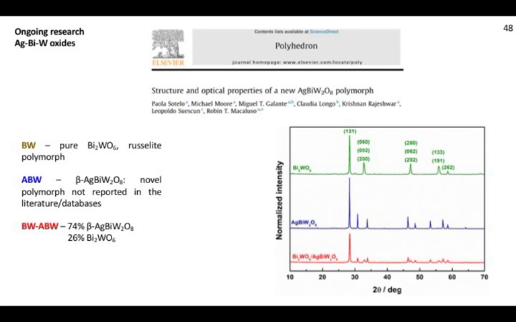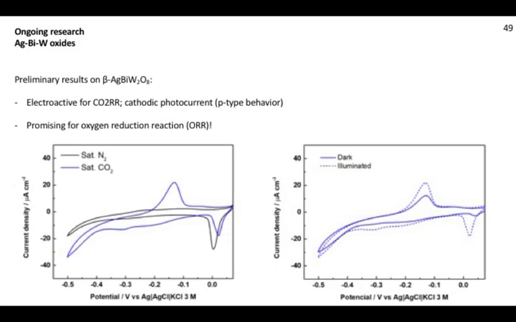We reported this novel structure in a paper this year, and now just to finish, because I'm almost out of time, just a preliminary result for CO2 reduction reaction using this novel phase. We can see in the cyclic voltammetry analysis that it is electroactive for CO2 reduction. If we compare the system with and without CO2, we can see some additional reduction peaks and also a reoxidation peak in the reverse wave. So this is really interesting.